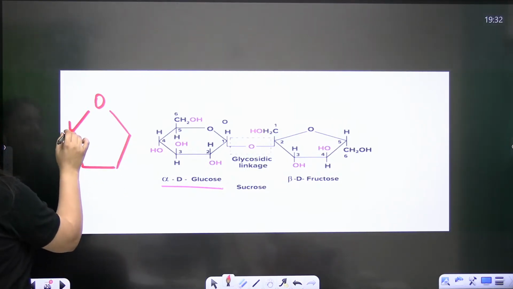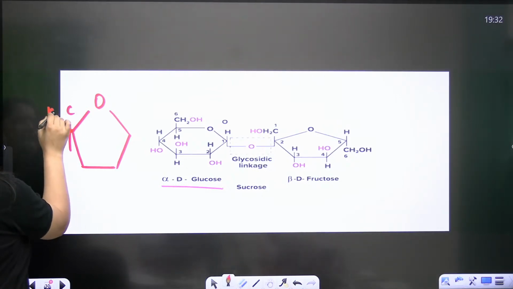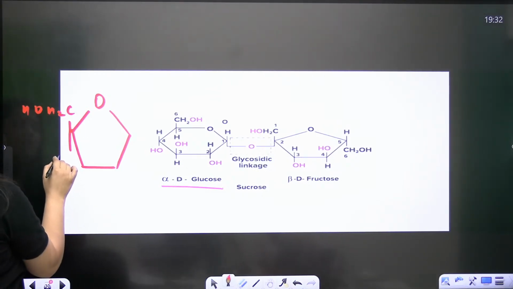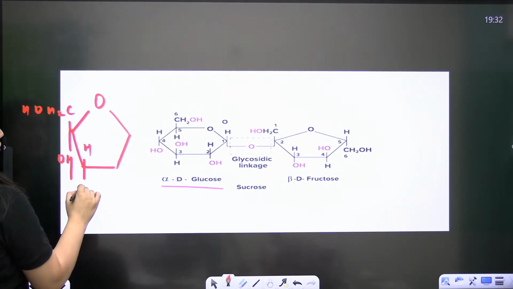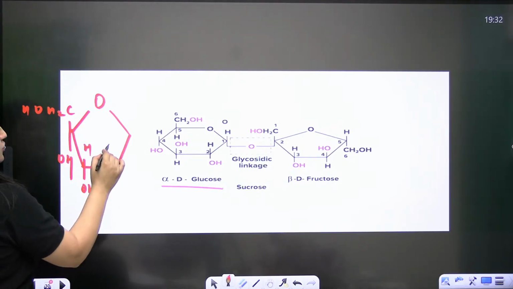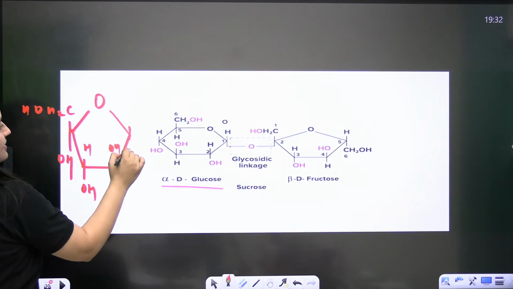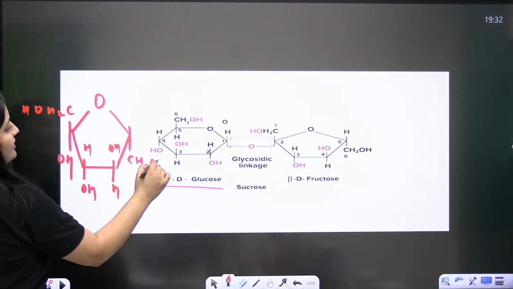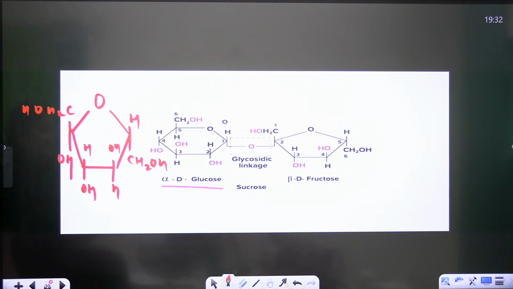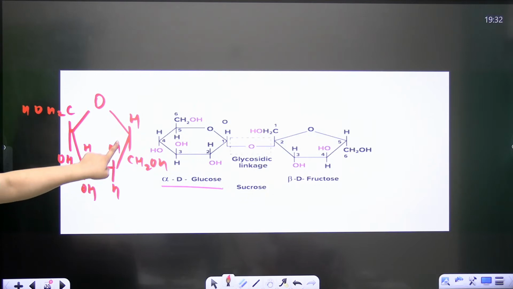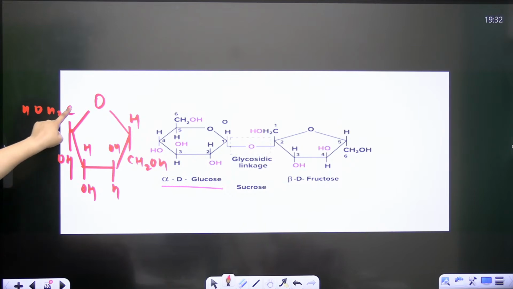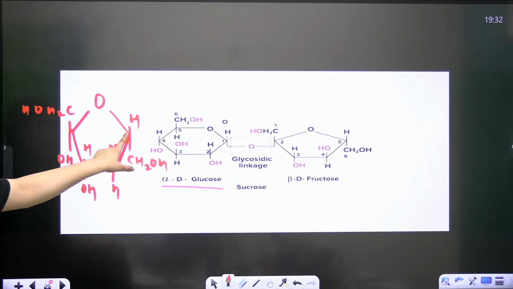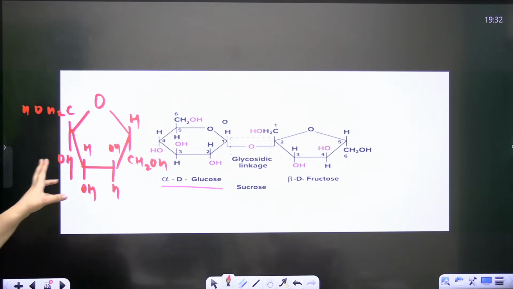If this is the first carbon, here you will see CH2OH and here you will see OH. So here you will see HOH. This is first carbon, this is second, this one is third, and when it is fourth, CH2OH H. Sorry, this is the fourth carbon. Then the fifth, and this one is the sixth carbon. So this is your fructose.